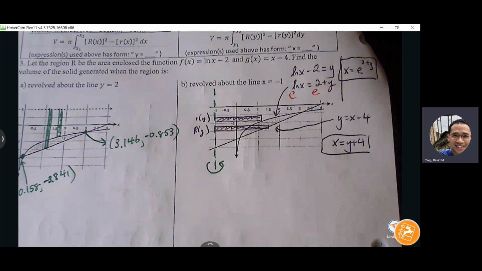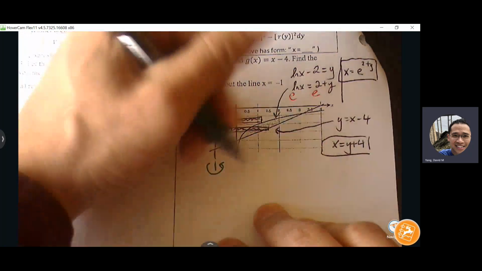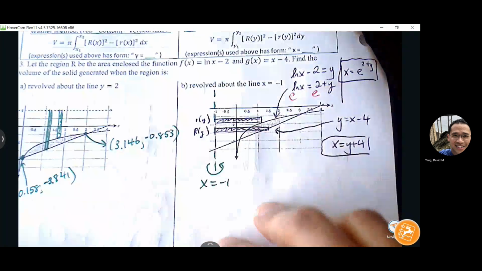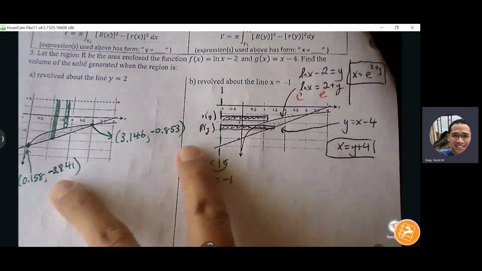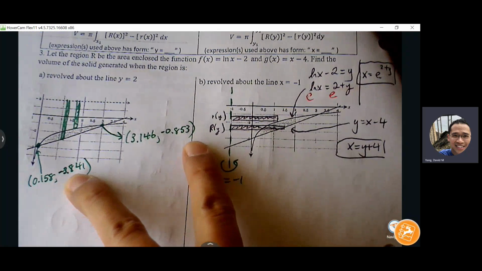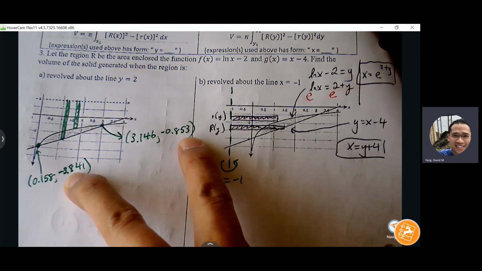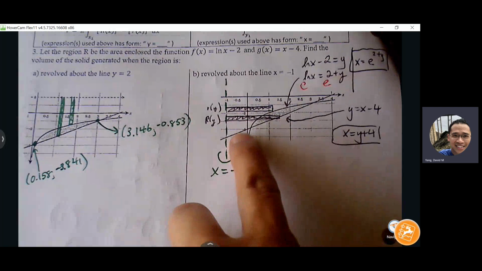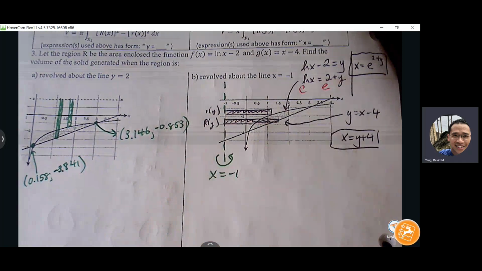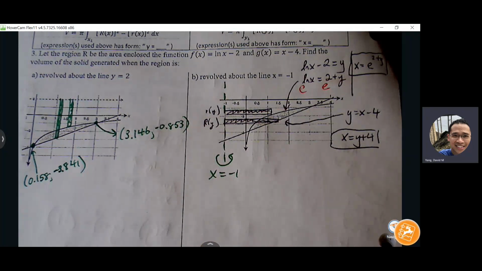And I have my last equation, which is the axis, which is x equals -1. Okay. My bounds, I've gathered the y values from before. That's going to prove to be useful. And then we do right minus left for both of our radii. And then we put it into our volume formula.